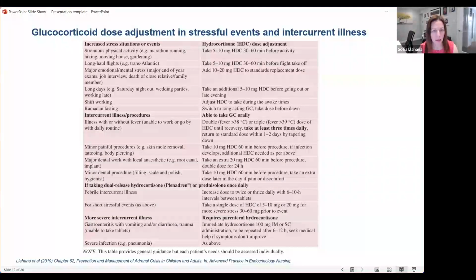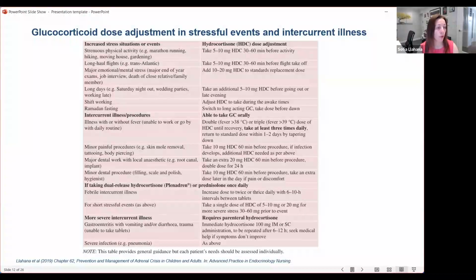And as an example, when you have a long haul flight, so these are increased stress situations or events, or a long haul flight, or you are very active and you are training for a marathon, that's when you need to take an additional hydrocortisone tablet. Similarly, you can adjust the dose of hydrocortisone depending on your work pattern and your day-to-day pattern.